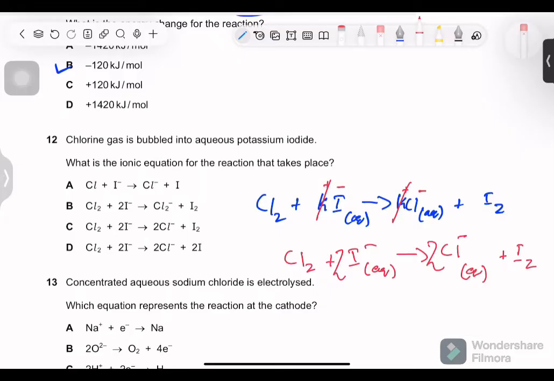So A is definitely incorrect. As for B, B seems to be correct. Yes, B seems to be correct, but the problem is this is iodine over here. Okay, so this is correct. This is Cl2. No, this Cl2 is incorrect. This should be a 2 over here, which is correct in this. So this is the correct answer.